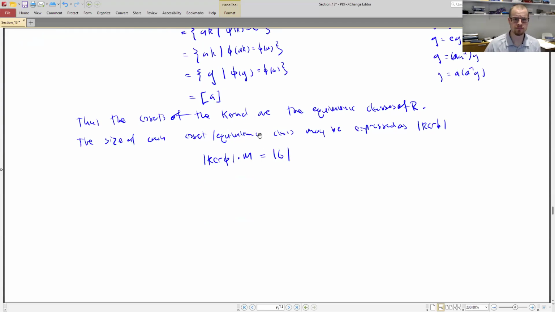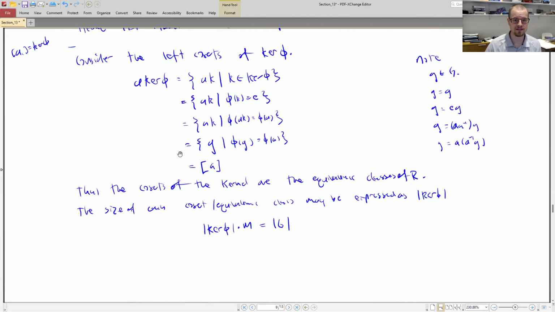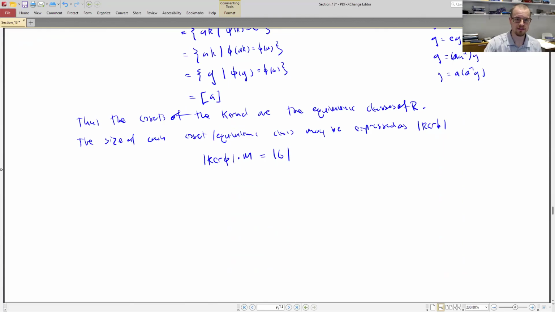So in particular, m, where did we say it here? That's this thing. The size of the kernel times the size of the image of G is equal to the size of G. That is, the size of the image divides the size of the group.